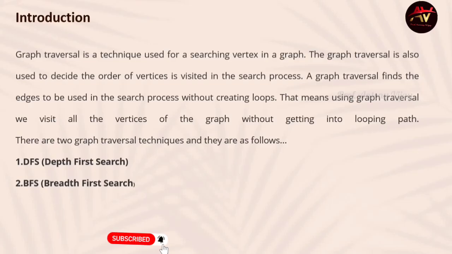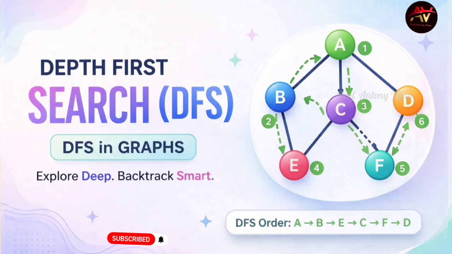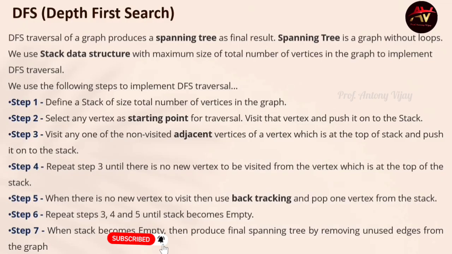When I talk about graph traversal, there are two different types. One is DFS, that is depth first search, and the second one is BFS, breadth first search. First of all, we will see depth first search. Depth first search produces a spanning tree as the final outcome, which will not follow any loops, and it follows a stack data structure. The size of the stack depends upon the number of vertices available in the particular tree.